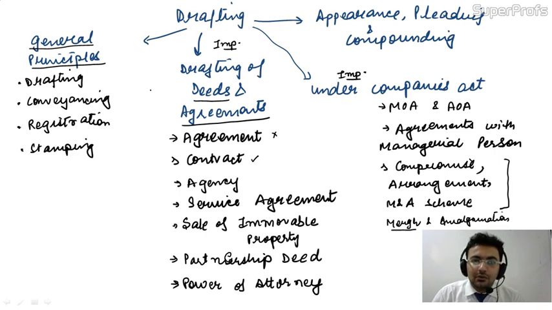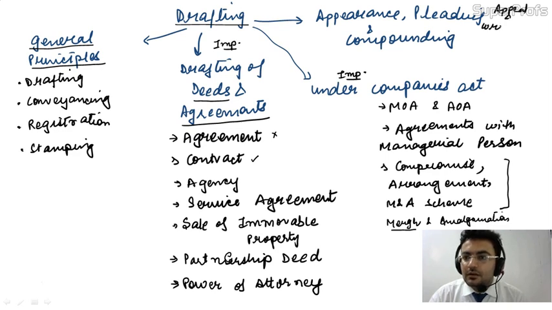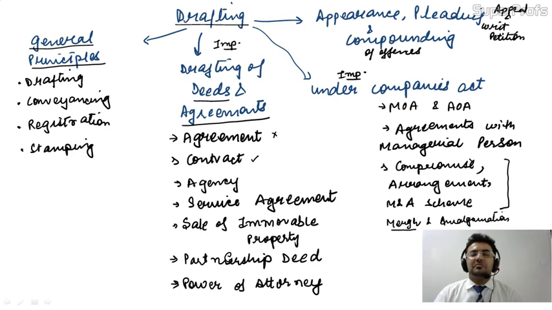So that was all about drafting, what drafting basically carries when it comes to appearances, pleadings, and compounding. Pleading is there with appeal and writ petition. Compounding is related to compounding of offences, as I told you: I'm really feeling sorry for whatever I have done, we were not aware of that. So you need to approach whenever such a task comes for the company.